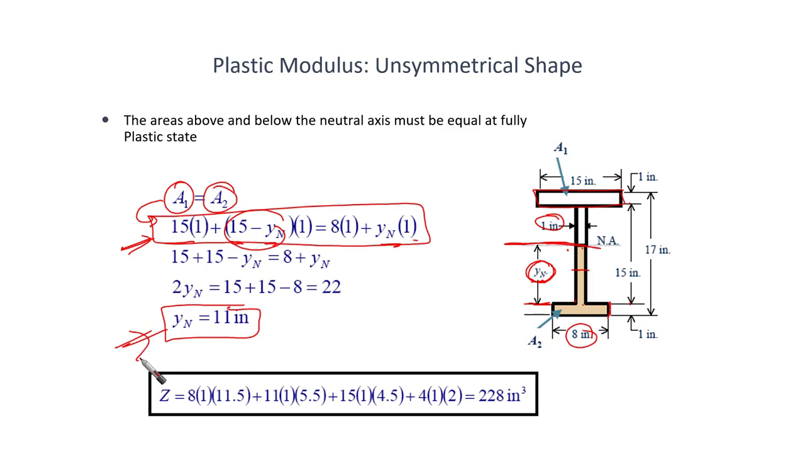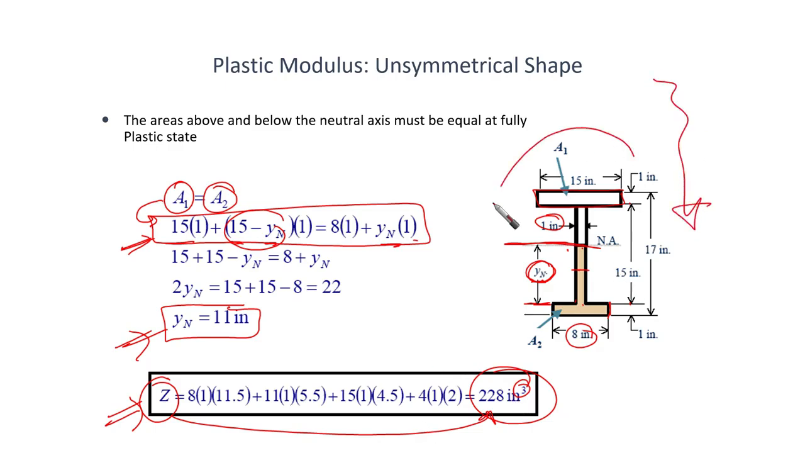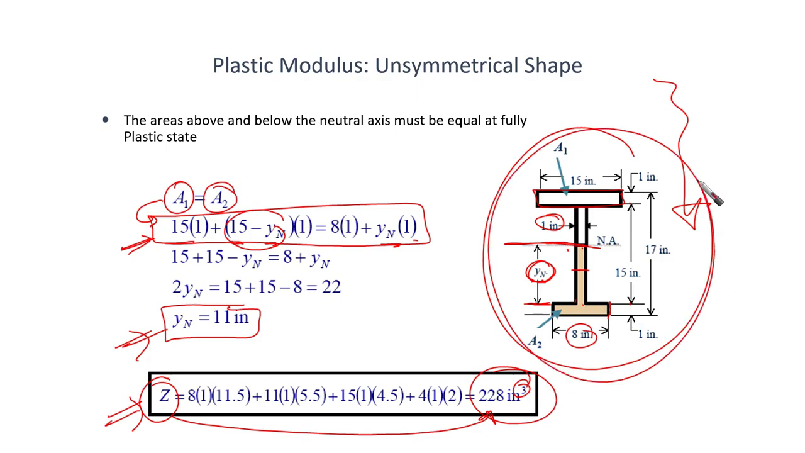Based on that, we can get the plastic section modulus for this section equal to this value, 228 inch to the power 3. So this is how we proceed in the case of an unsymmetrical shape. Is it clear? I hope that everything is clear for you, and I think that it's easy up till now.